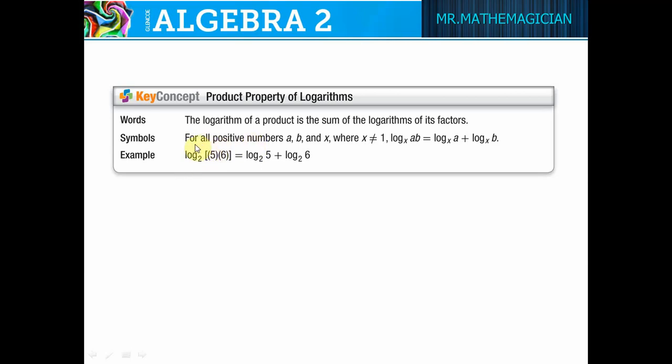What does it mean? For all positive numbers a and b and x, where x is not equal to 1, log ab base x equals log a base x plus log b base x, which means the product, the multiplication, will be addition. Example: log 5 times 6 to the base 2 equals log 5 base 2 plus log 6 base 2. So the product property says that the product, the multiplication, will be addition.